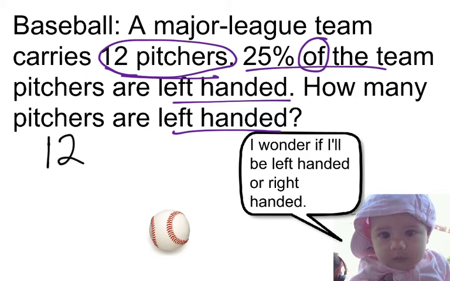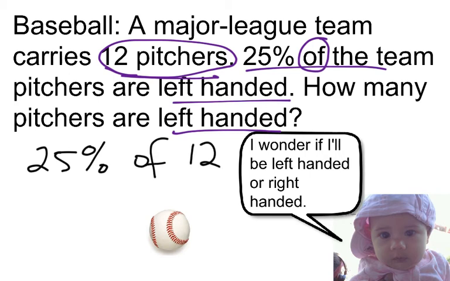12 pitchers, 25% of 12. How can we write that? 25% of 12. And that is going to tell us how many are left-handed. Be careful with problems like this, because sometimes they'll ask you how many are right-handed, and we'll get into that later, but always double check to make sure your question matches the information you're given.